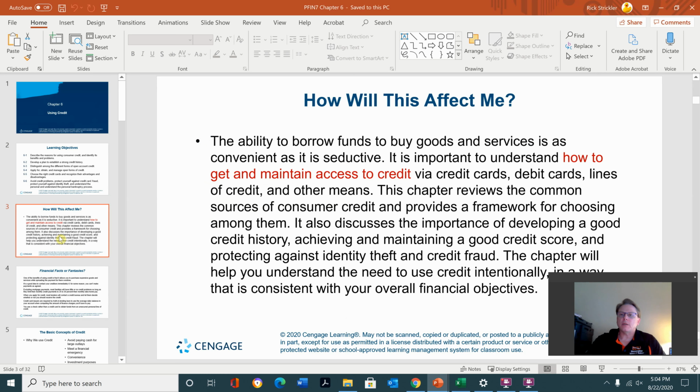How it affected me. The ability to borrow funds to buy goods and services is as convenient as it is seductive. It is important to understand how to get and maintain access to credit via credit cards, debit cards, lines of credit, and other means. This chapter reviews the common sources of consumer credit and provides a framework for choosing among them.